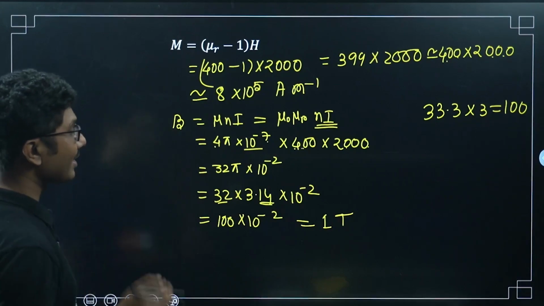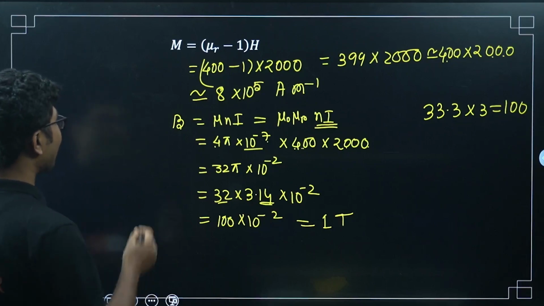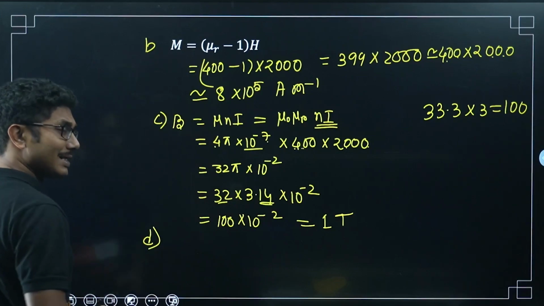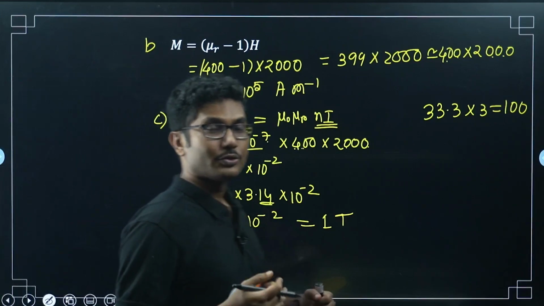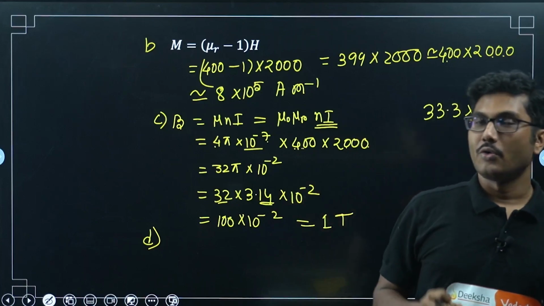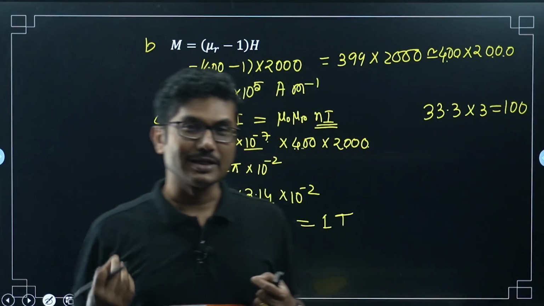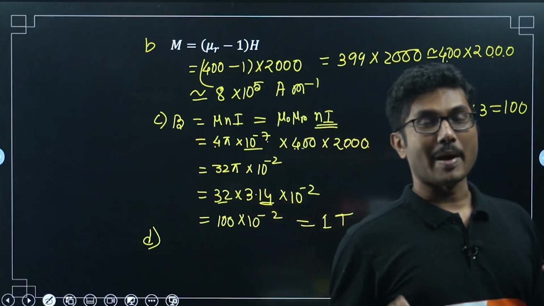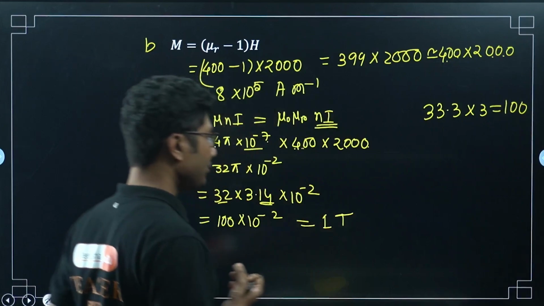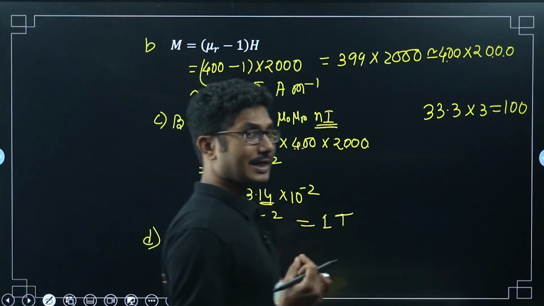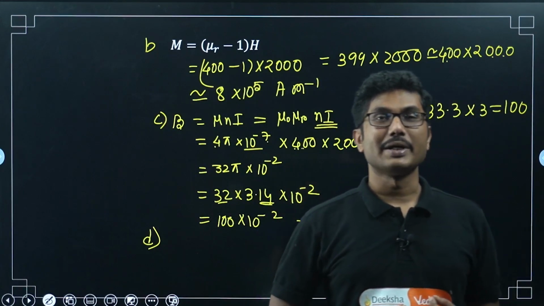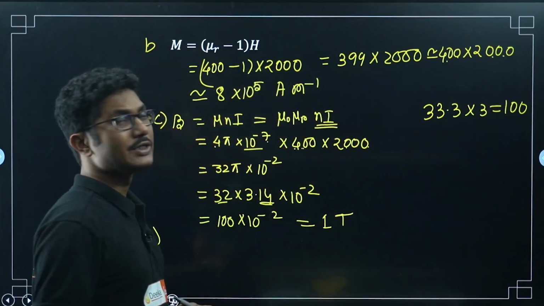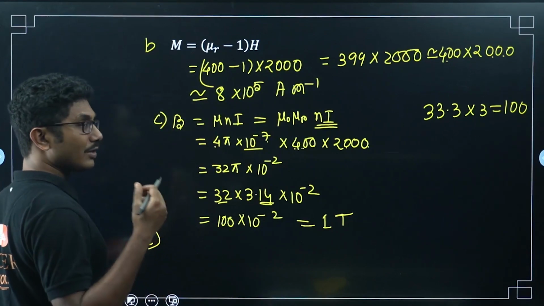What else have they asked you? They have asked you to find the magnetization current. This is part B, this is part C. Part D is magnetization current. Magnetization current means if there was no such material present inside the core, only air is present, then how much current it would have required to get the same amount of magnetic field. You need to remember this concept. If there was no magnetic material inside that solenoid, how much current would have been required to get the same magnetic field.